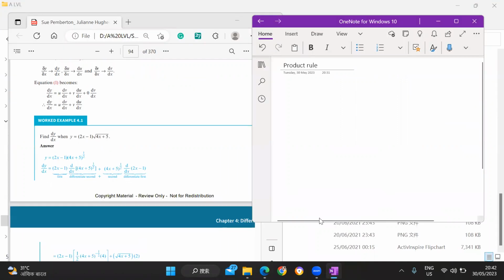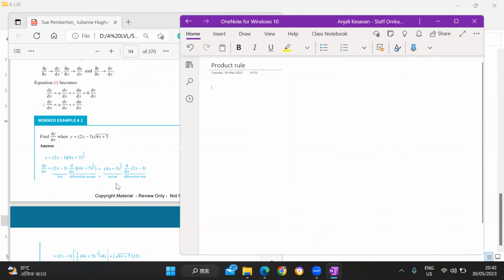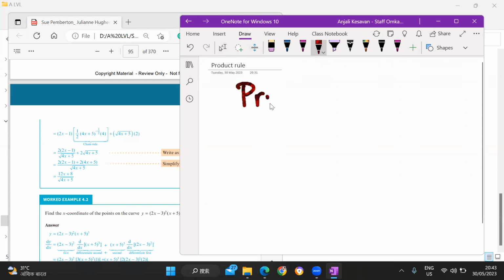All right, so we're going to refer to some of these examples from A-level textbooks. So first of all, in differentiation, let's understand what the UV rule is. Or what is the product rule?